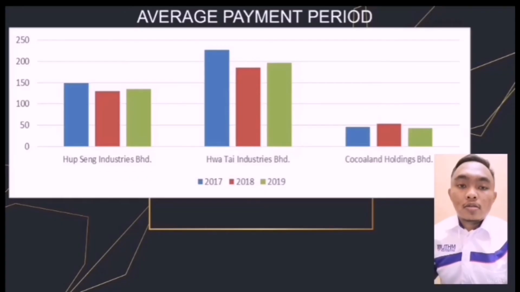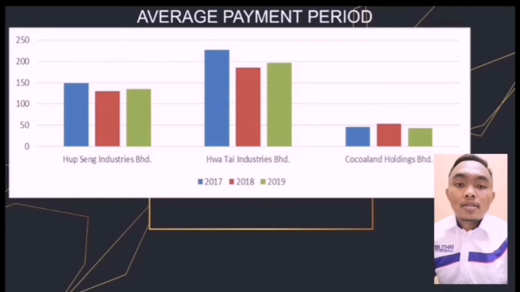Bismillahirrahmanirrahim. My name is Muhammad Shukri bin Muhammad Rusdi, matrix number AP190159. I would like to continue this presentation. Okay, I will cover the average payment period, total asset turnover, debt ratio, and debt to equity ratio. First of all, average payment period.